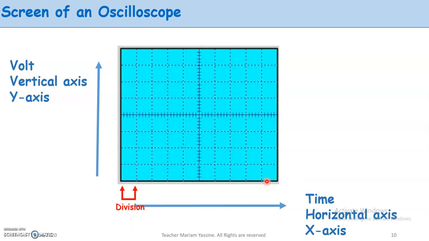Each axis is divided into divisions. We have divisions on the x-axis and divisions on the y-axis. Like any graph paper, you should choose the scale: each division on the x-axis contains how many seconds, or each division on the y-axis contains how many volts. These scales exist in the oscilloscope, and now we will talk about them.